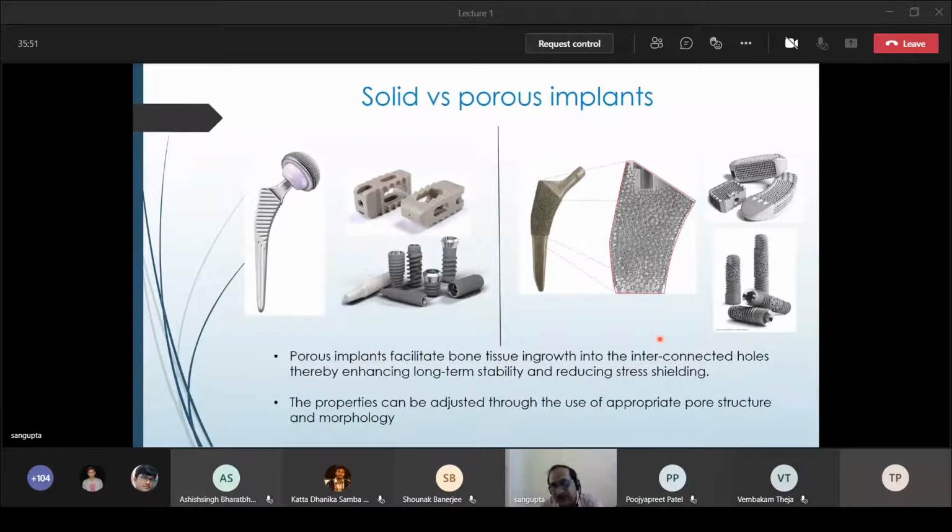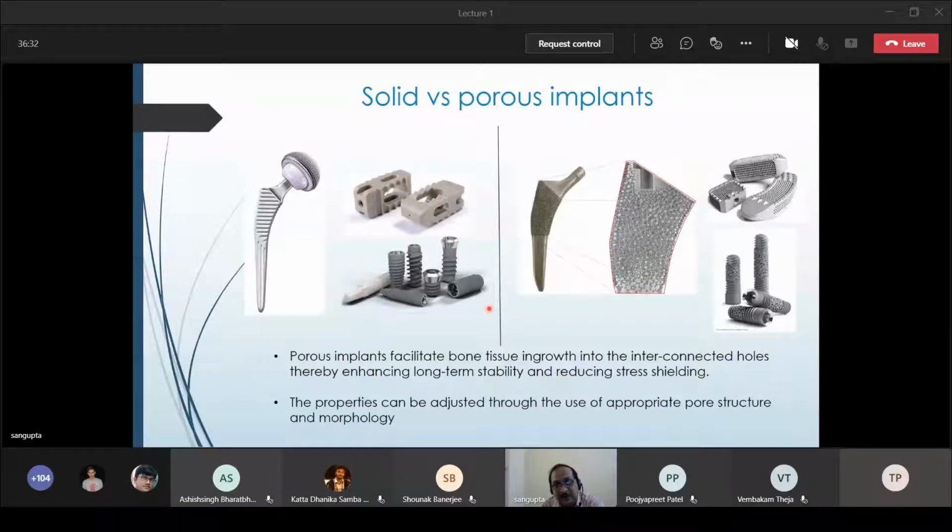Now, over the years, implant design analysis has been a continuous process. And I hope the students have got a good exposure to the failure mechanisms and the problems, and how things are designed as well. Now, the idea of developing porous implants originated from considering the failure mechanisms of solid implants.